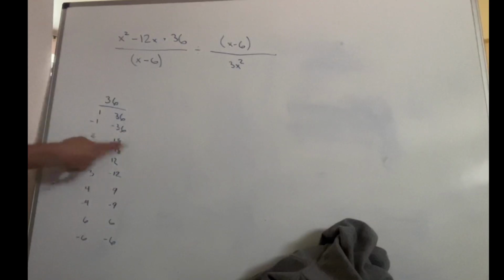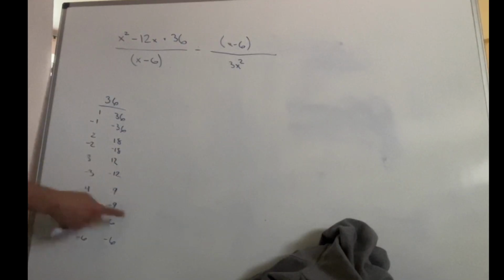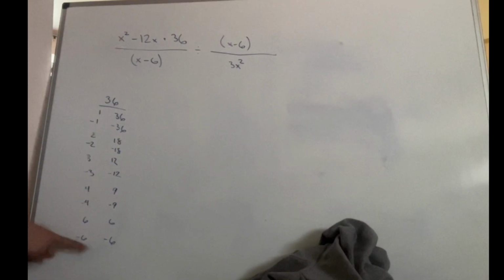Oh, look at that. -6, -6. -6 times -6 is 36. -6 plus -6 is -12. So this is our factored form.